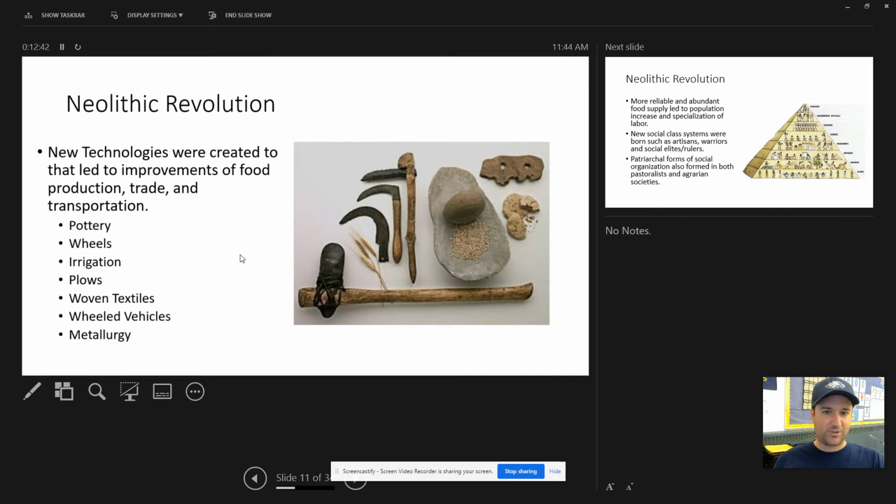So new technologies were created over time to try to improve the ability to get more food, more production, to be able to trade more. So things like pottery, the wheel, irrigation, plows, woven textiles, wheeled vehicles, and metallurgy all become new technologies that are developed over time as these new civilizations grow. They want to be able to make more food, and make it easier to transport that food or those products across the civilization and the different groups that are part of it. So that's something that's important. Technology is always an improving aspect of history, and as new technologies get introduced, it changes the way humans live. The wheel itself, where would the world be without the invention of a wheel? And from there, new things are created, new ways of transporting, new military technology, all sorts of things you can add into there.